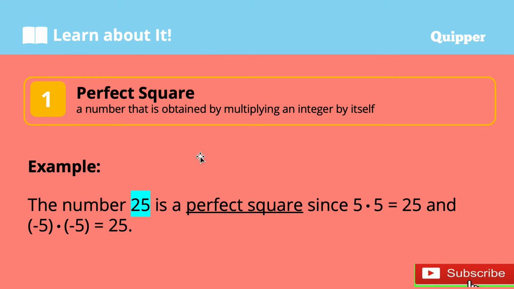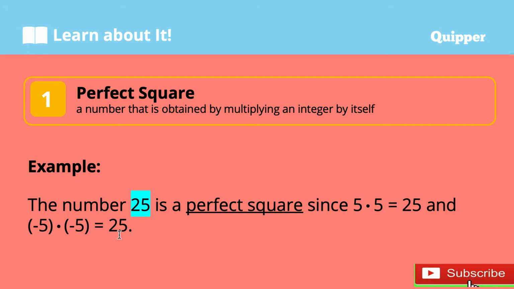Let's learn first what a perfect square is. A perfect square is a number that is obtained by multiplying an integer by itself. For example, the number 25 is a perfect square because it is a product of multiplying 5 by itself. 5 times 5 is 25, and it is also a product of multiplying negative 5 by itself. So negative 5 times negative 5 is also 25.